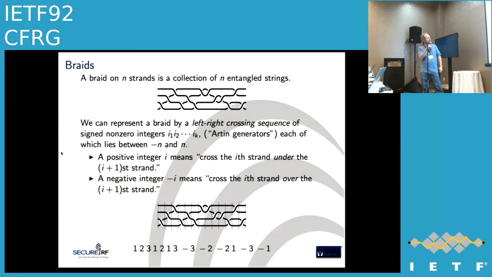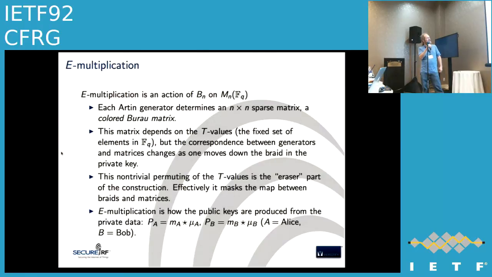Okay? Okay, and another essential part of this also is a certain action of the braid group on the matrices. So each simple twist in the braid determines a sparse matrix, n by n, which we call a colored Burau matrix.